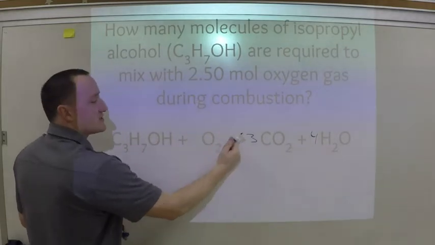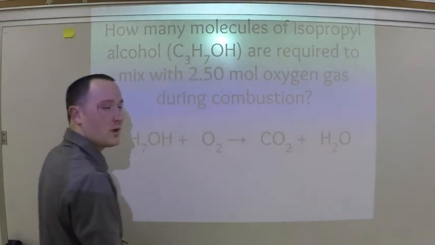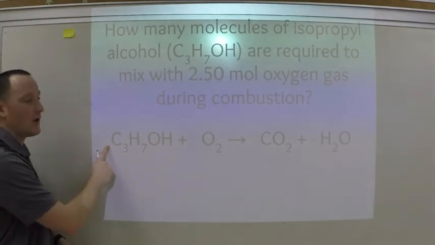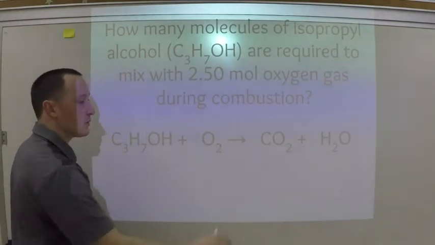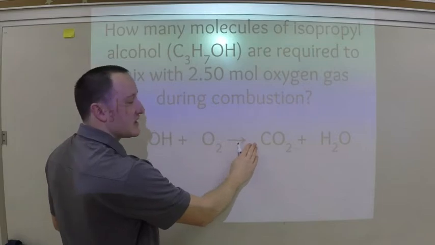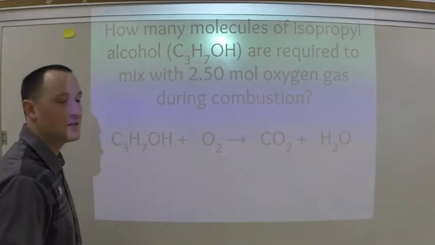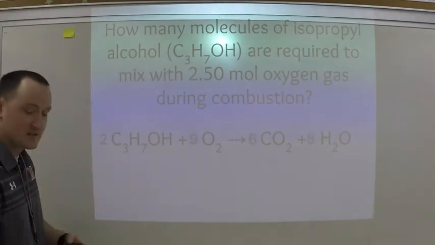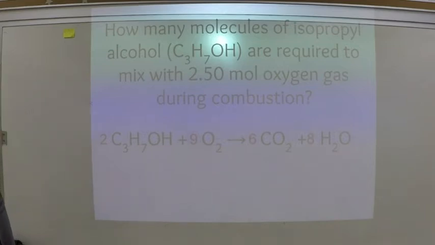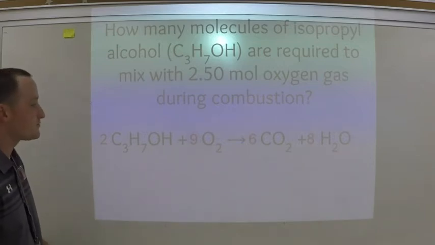So this is one of those instances where we're going to put a 2 in front here, and we're going to multiply all the coefficients that we originally had. So instead of this 3, I'd have a 6. Instead of this 4, I'd have an 8. And what you should end up with is your balanced chemical equation. So our equation is now balanced.